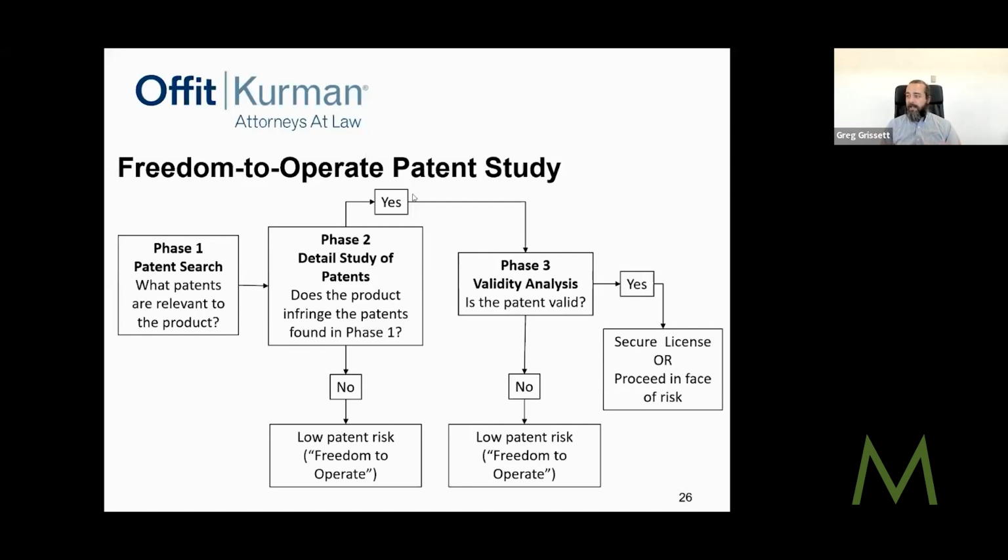If you can't find a non-infringement position that's reasonable and cogent and will stand up, then you can go to, well, maybe this patent claim is invalid. This validity analysis is a yes or no question. It either is or it's not. And if it's not, you've got low patent risk. If it is valid, you secure a license or proceed in the face of the risk. Now, this study is a little bit of a loop.